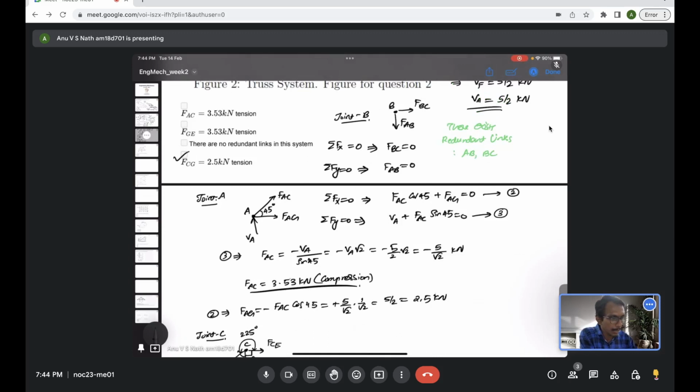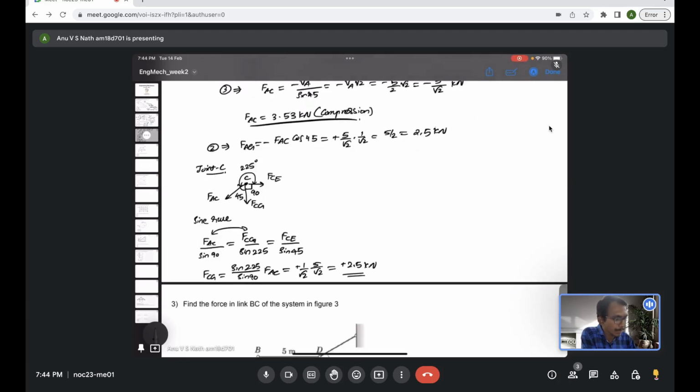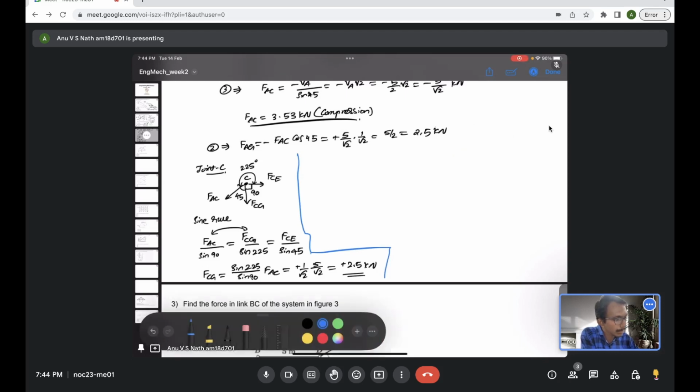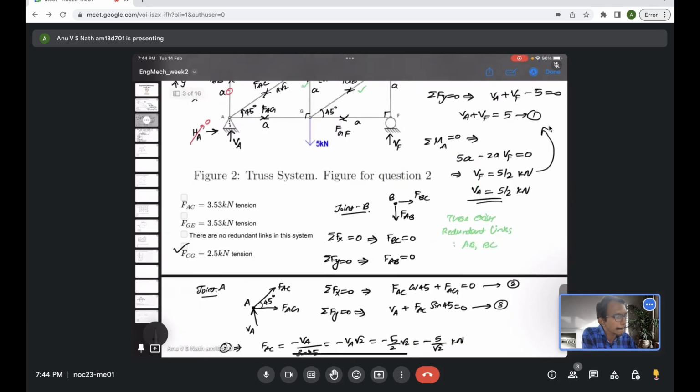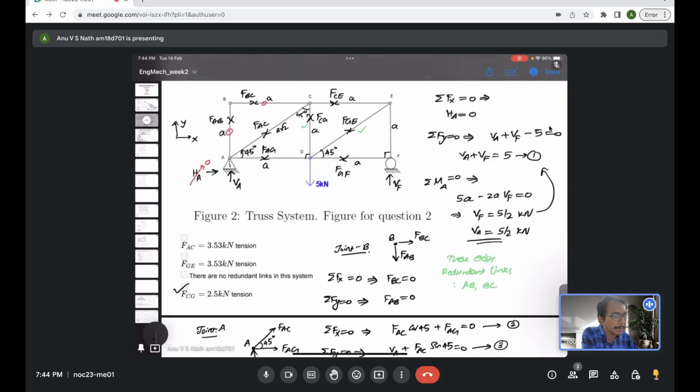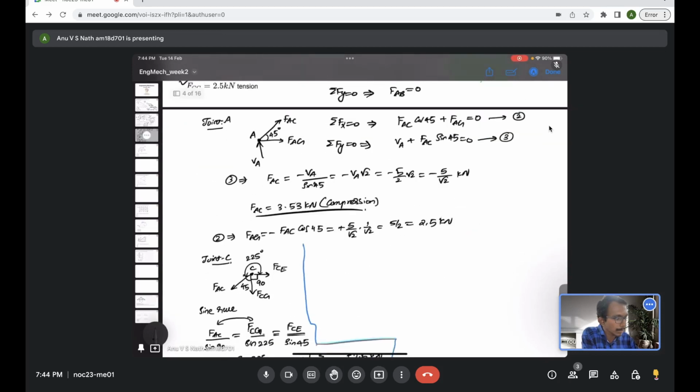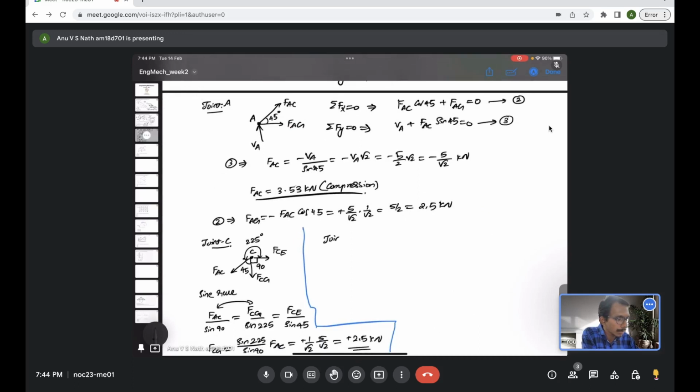Okay. Now we had to check FGE, that's the only remaining force in the options that we need to evaluate. So let's come back to it. To evaluate the force FGE, we need the joint G. So let's see joint G. What are the forces in joint G?